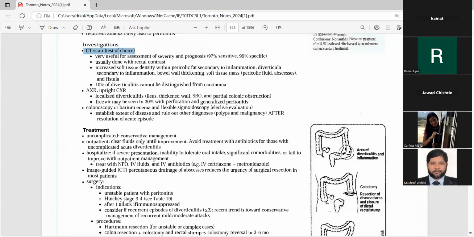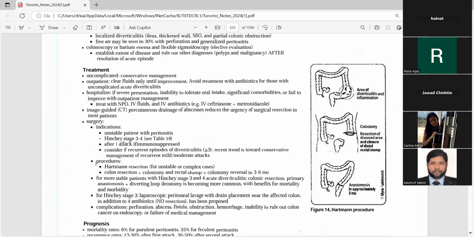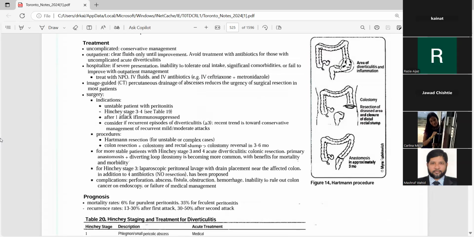Usually they come to the family physician as a follow-up. "I just went to hospital 2-3 days ago and I was diagnosed with diverticulitis. What should I do to prevent it in the future?" So avoiding constipation, these ones. Conservative management: outpatient, clear fluids only until improvement, avoid antibiotics, hospitalize if severe presentation. Then CT scan and percutaneous drainage of the abscess if there's a large one. Then go for the surgery and all that. So in family medicine, counseling about constipation; in emergency medicine, giving them clear fluids, holding them until the symptoms resolve, and then discharging the patient.